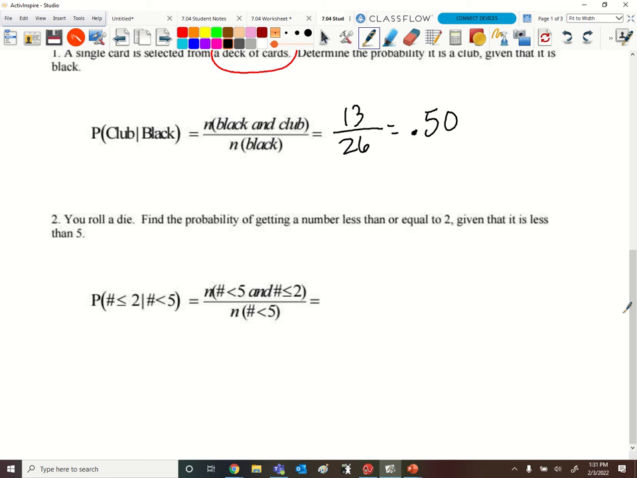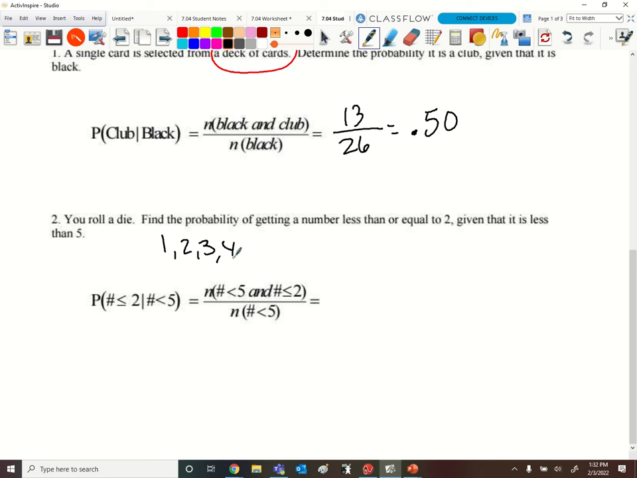Anyway. So there's 6 sides in a die. Find the probability of getting a number less than or equal to 2. So now let's start off with this. Everything on the bottom is going to be less than 5. So let's list out the numbers less than 5. 1, 2, 3, 4. That's it, right? Those are numbers less than 5.